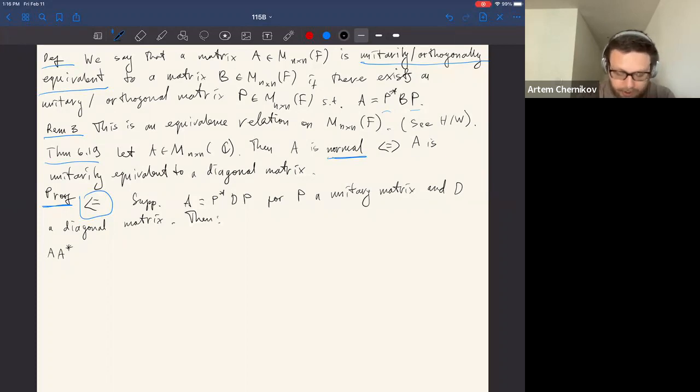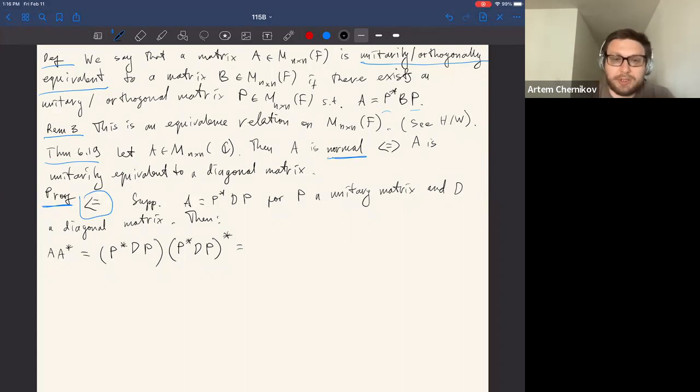Okay, so let's just substitute this expression for A and A star. So we have A is equal to P star times D times P, right? And here we do the same. So A star is the adjoint of P star times D times P. Okay, so we have this.